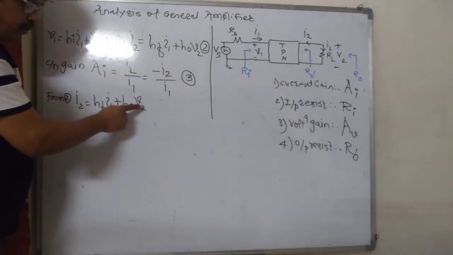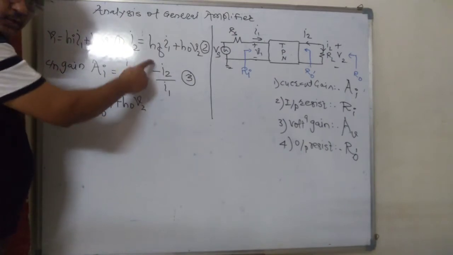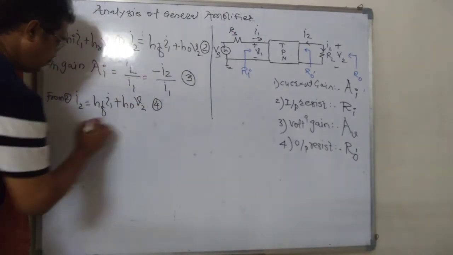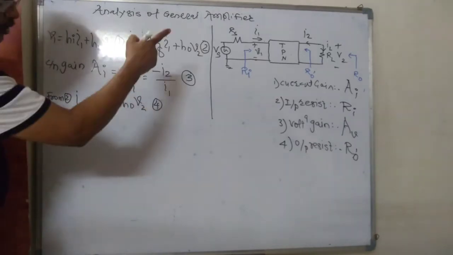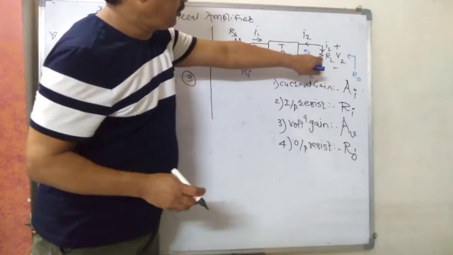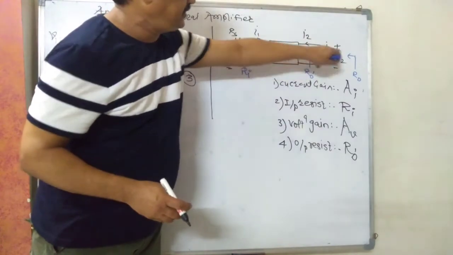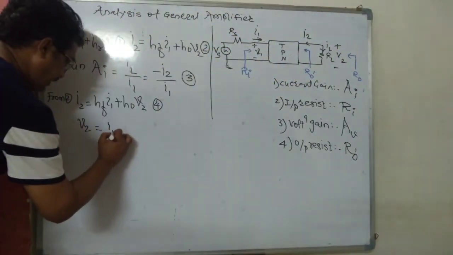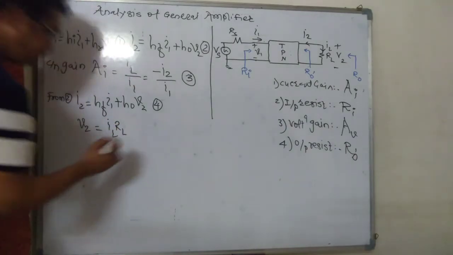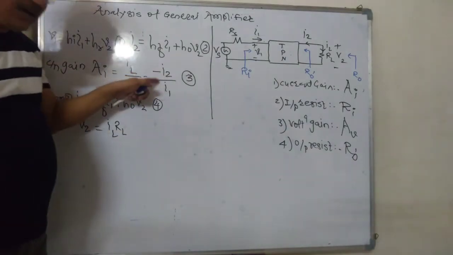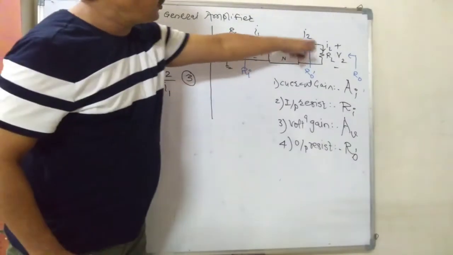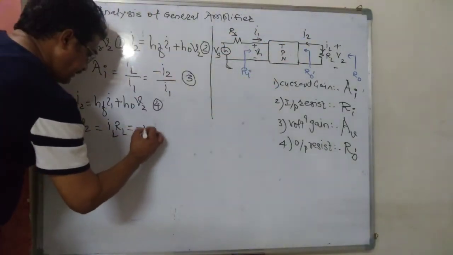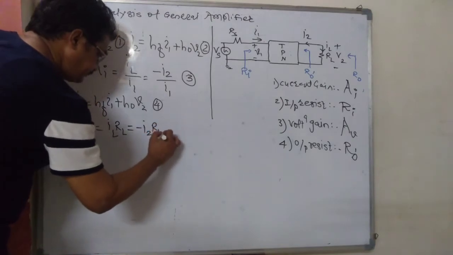Here we have to define V_2 in terms of I_2 or I_1. So see what I am doing. From the figure, V_2 is the voltage across this resistance. Current into resistance gives V equal to IR, so V_2 is equal to I_L into R_L. But we require either I_2 or I_1. Now I_L is equal to minus I_2, so this is minus I_2 R_L.